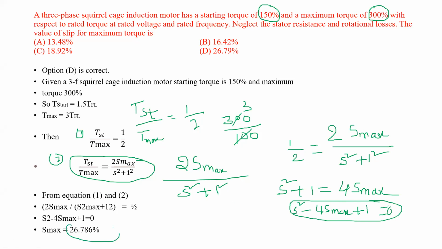The value is 26.786%. Where is 26.786%? 27, 786 means 79. D is the right answer. Clear?